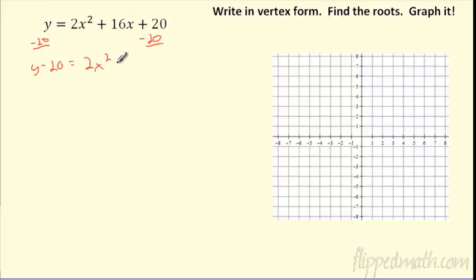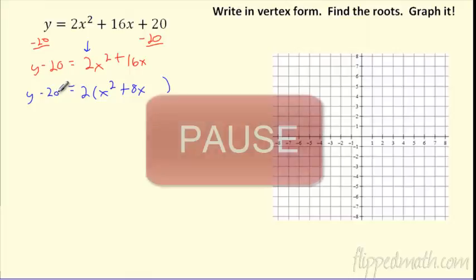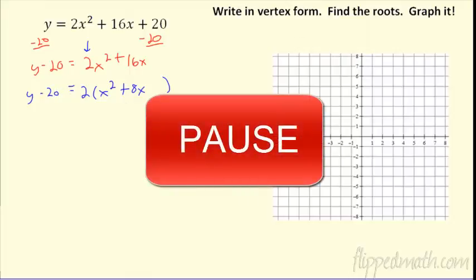I've got 2x squared plus 16x. And again, it looks like I'm ready to complete the square, except for what? Ooh, leading coefficient. Can't have that, so we're going to factor out a 2. So we've got x squared plus 8x. And then give yourself some room here to complete that square. So go ahead and finish this out. Find the roots, graph it, see how it goes.